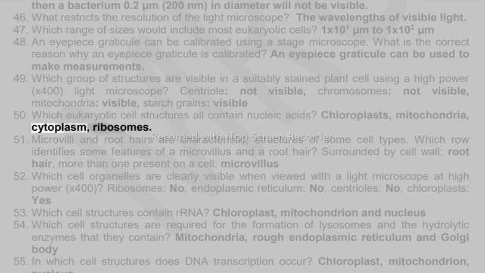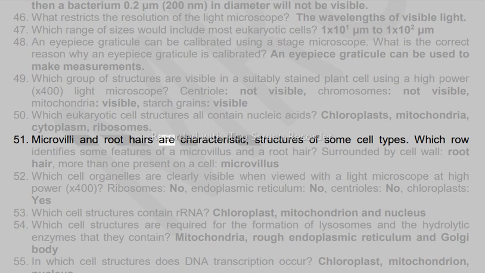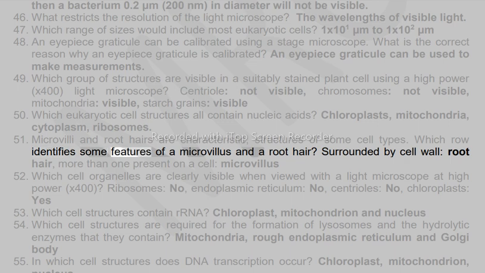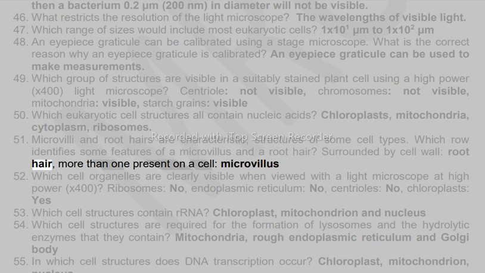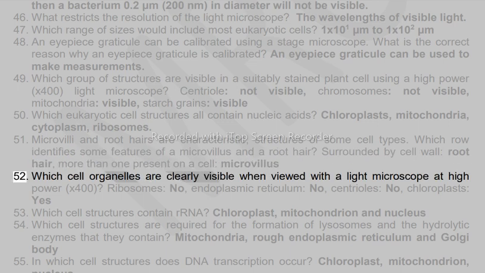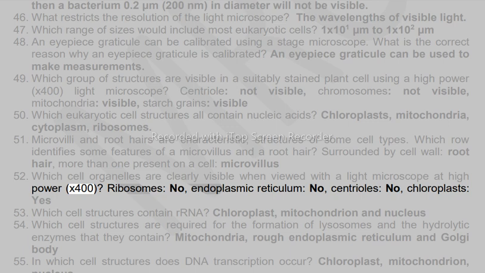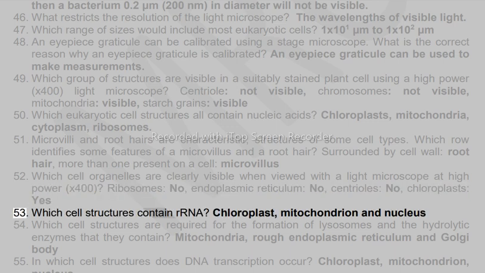50. Which eukaryotic cell structures all contain nucleic acids? Chloroplasts, mitochondria, cytoplasm, ribosomes. 51. Microvilli and root hairs are characteristic structures of some cell types. Which row identifies some features of a microvillus and a root hair? Surrounded by cell wall, root hair. More than one present on a cell, microvillus. 52. Which cell organelles are clearly visible when viewed with a light microscope at high power, x400? Ribosomes, no. Endoplasmic reticulum, no. Centrioles, no. Chloroplasts, yes.